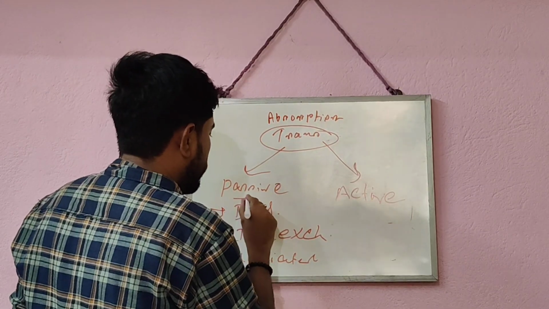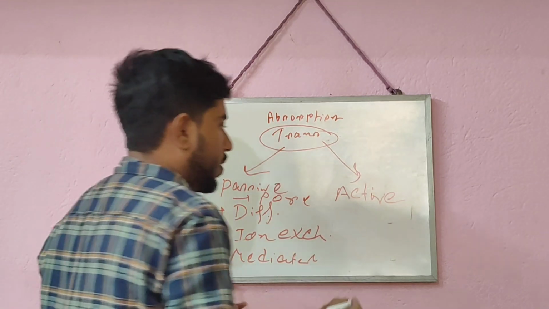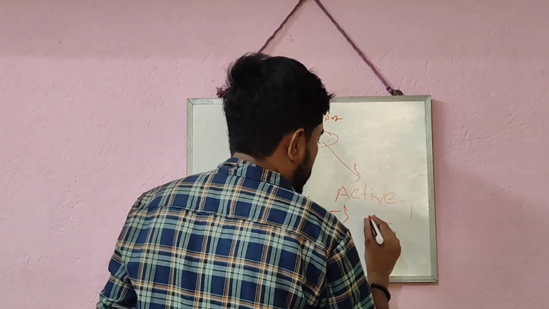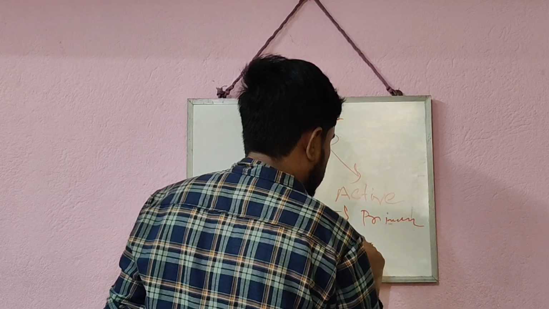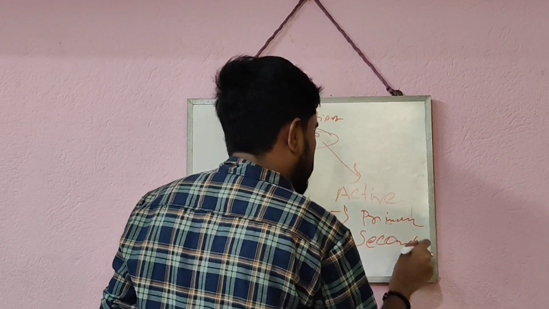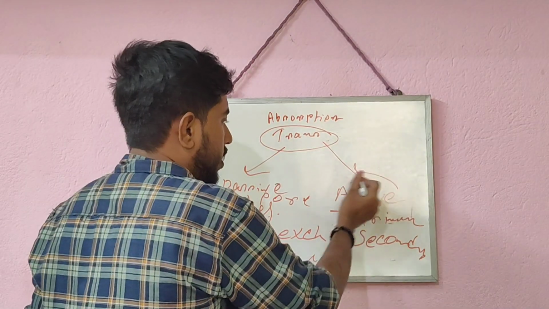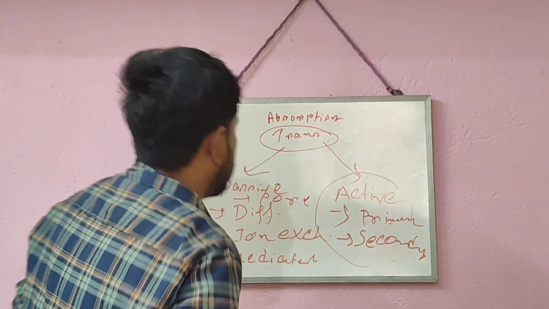And the fourth one is pore transport. In active transport, there are also 2 parts, or 2 methods. First is primary. Second one is secondary. In secondary also there are defined parts, which I will discuss when I go into the details of the active transport mechanism of transcellular absorption.